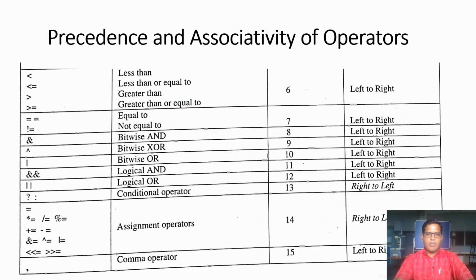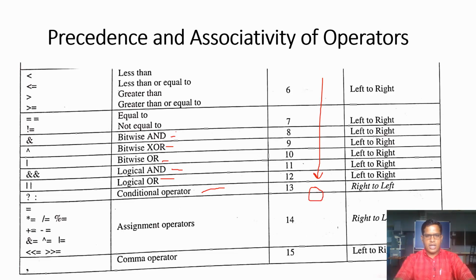Next, some of the other operators. The sixth priority is given to different relational operators. Then the seventh is associated with equal to and not equal to. Then we are having some Boolean expression operators like bitwise AND, bitwise XOR, bitwise OR, then logical AND, logical OR and the conditional operator. All these operators are having left to right associativity, whereas the conditional operator is having right to left associativity.